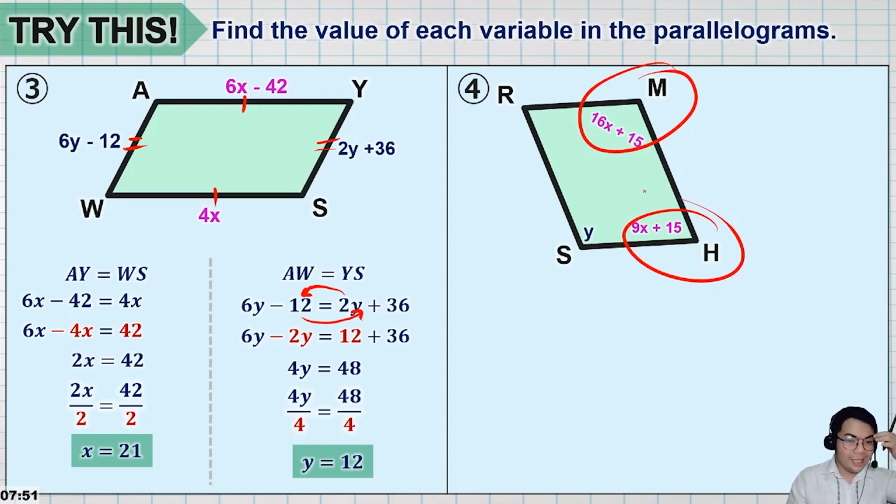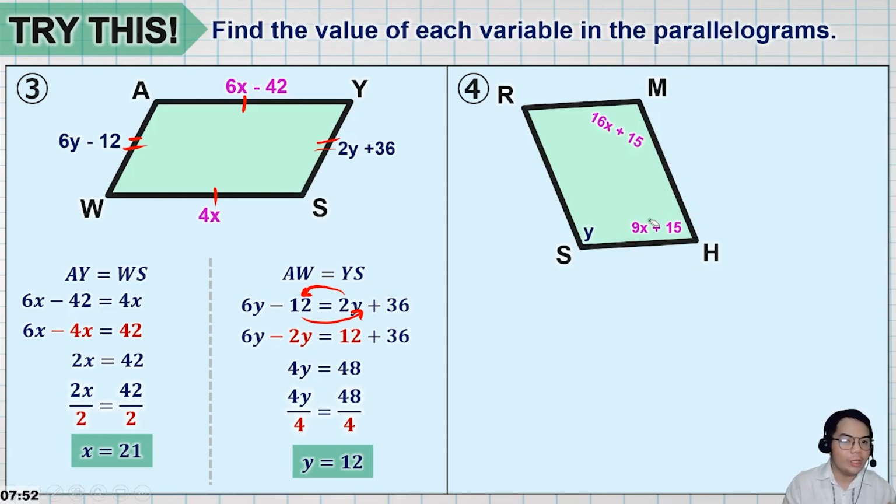Now, we cannot say that they are congruent because they are consecutive angles. At ang relationship ng consecutive angles pagdating sa parallelogram ay supplementary. So, hindi mo sila pwedeng gawing equal. 16x plus 15 is equal to 9x plus 15. Mali yun. Kasi hindi sila congruent. So, ano yung gagawin natin? We apply the idea of these two angles being supplementary.